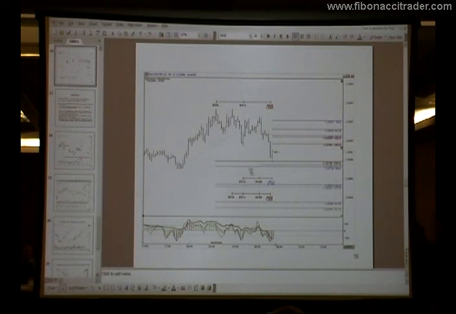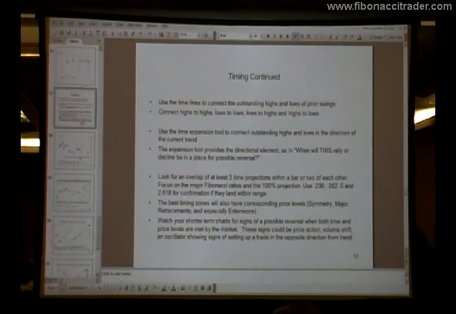I think I'm missing a slide that talked about what to do with each tool, actually. Might have fallen out of sequence. Yeah, okay. Use the timelines to connect the outstanding highs and lows of prior swings. Connect highs to highs. Basically the same outstanding highs and lows that you would use for the retracements. Anything that calls to you, that sticks out.